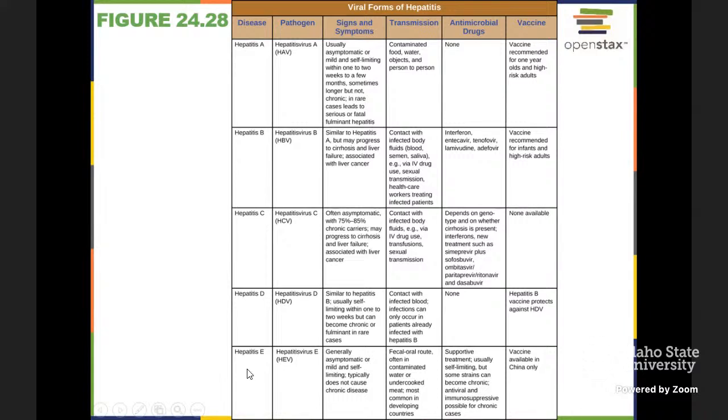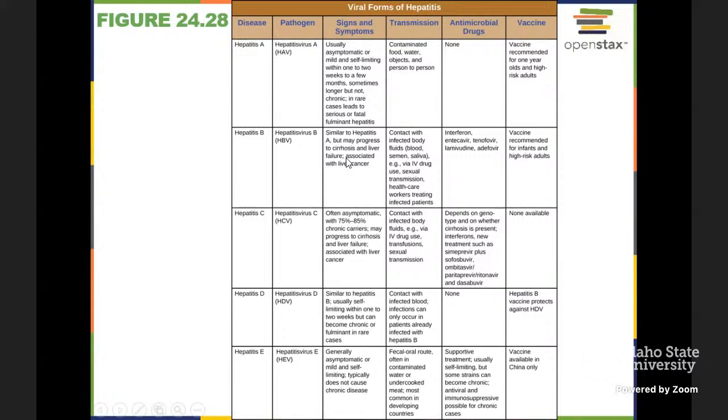We'll move down to E, still fecal-oral. Also asymptomatic, mild or self-limiting, typically not a chronic situation. So fecal-oral, undercooked meats, and it is more common to see in developing countries. All right. The blood ones.